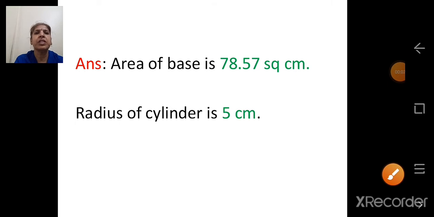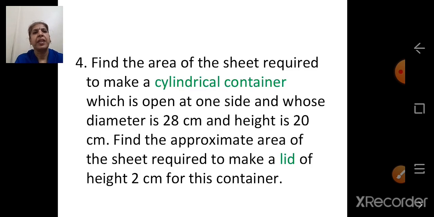As the given question is a word problem, so we will write the answer in words. Area of base is 78.57 square centimeter. Radius of cylinder. So two things were asked, right? And radius is 5 centimeter. Now next question.